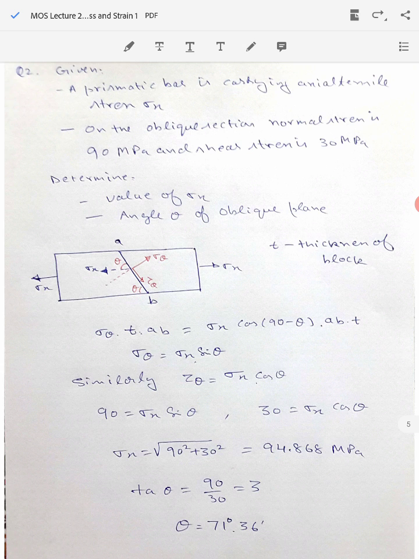So this is a kind of a reverse question. Here the values of the stresses on the oblique plane are given, and you need to find the stress acting on the component.